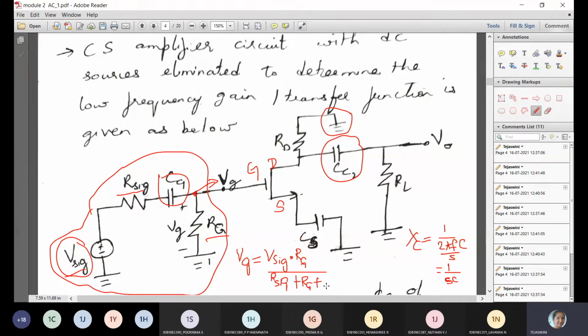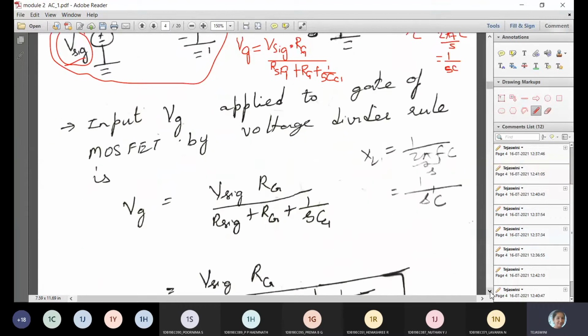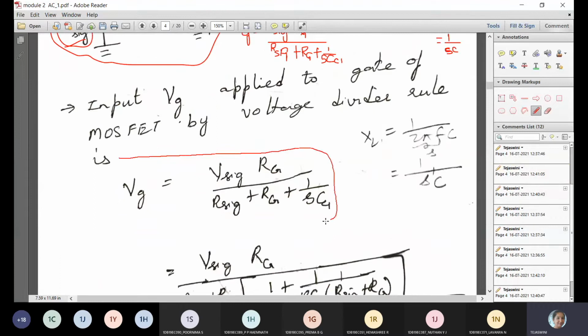Now it is CC1. How can I write it here? This is Xc. Now I want to make this Xc1. How to do that? 1 by S CC1, the coupling capacitor 1. Any doubt in this expression? Okay, fine. So the same expression is written here.